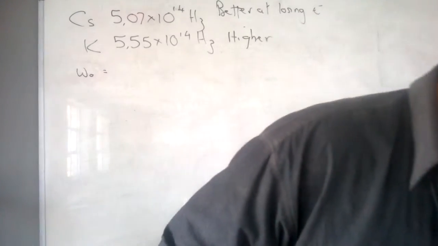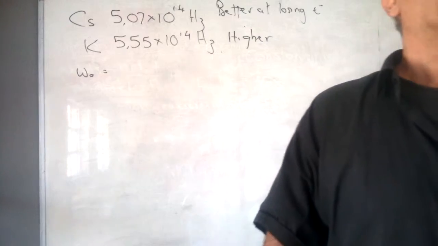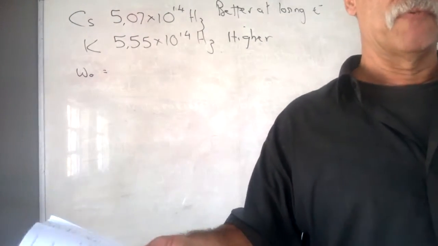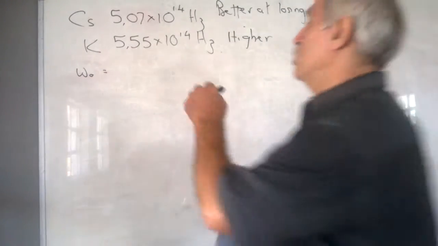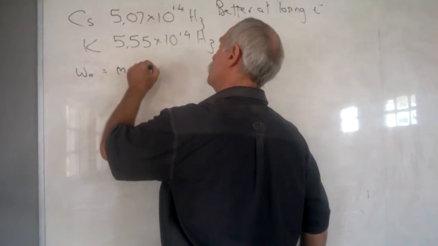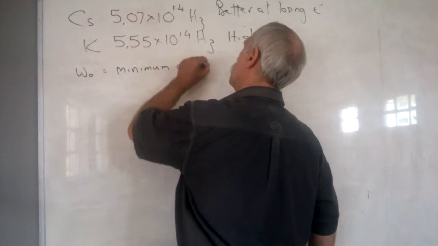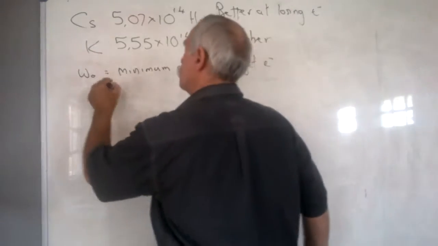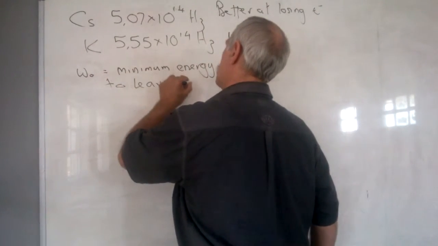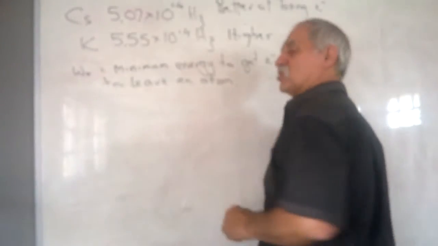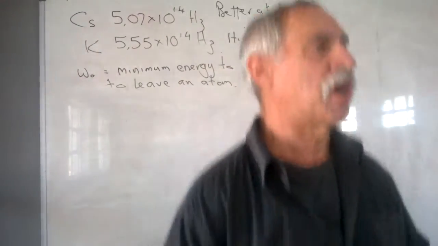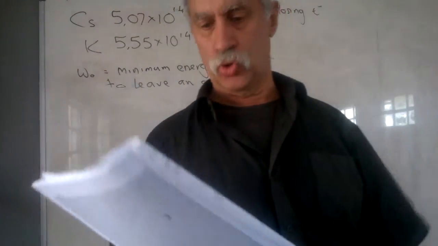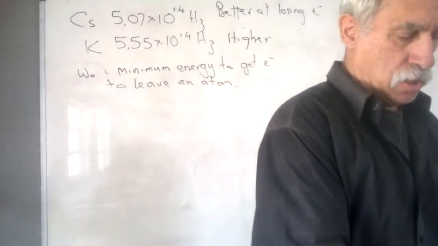It's the minimum amount of energy which comes from the frequency to get the electron to leave the atom. So what is the work function? It's the minimum energy to get an electron to leave an atom. Does that make sense? So when you stood up, we were demonstrating you were leaving the atom. That's called W naught.